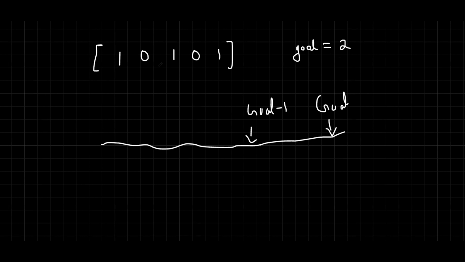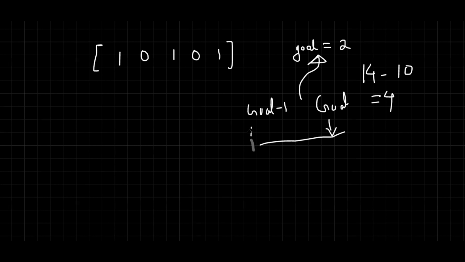Suppose we find the number of subarrays where the summation of all of the elements is less than or equal to goal is 14. And we find the number of subarrays where the summation of all of the elements is less than or equal to goal minus 1 is 10. Now, if we subtract these two, we will get the number of subarrays where the summation of all of the elements is exactly equal to the goal. And this is what we're going to calculate. Now, this is the basic intuition.